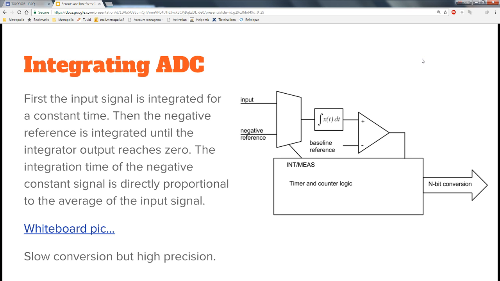So typically with integrating A to Ds, it's hard to find a good integrating A to D with less than 16 bits accuracy. So they start at 16 bits, where this is the absolute maximum for the flash A to D conversion. And then they go up to, I think the highest that I have seen is 40 bits. So at 1 millivolt level, 40 bits is a lot. It's nanovolt level, right?